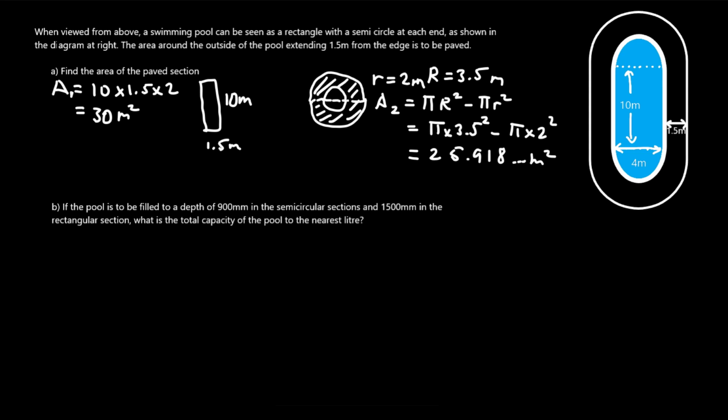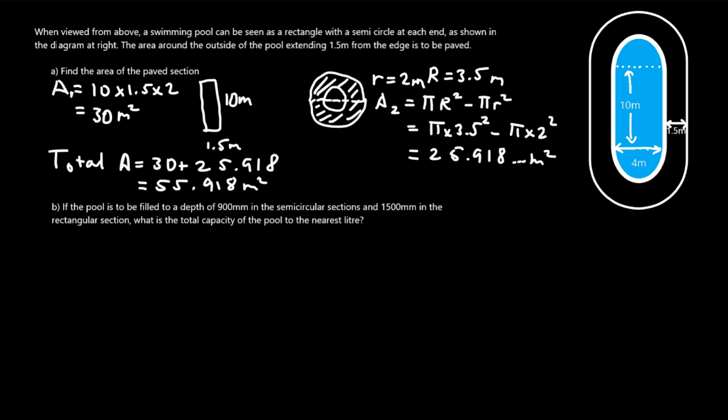But we want the total area of the paved section, so let's add that up. So the total area will just be 30 plus 25.918 approximately, and that will just give us 55.918 meters squared. And that's it for the area of the paved section.